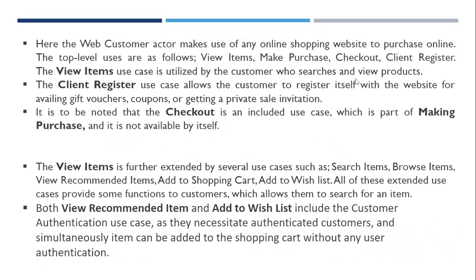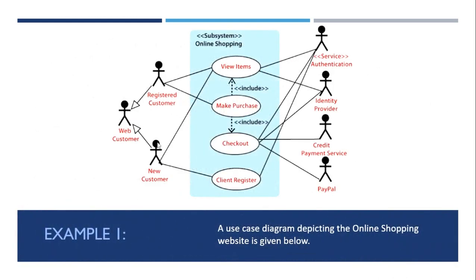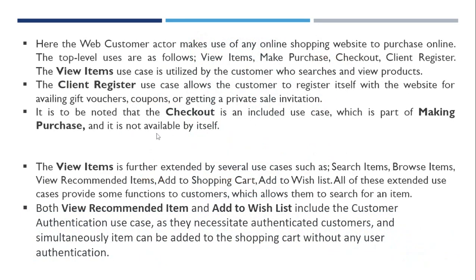Here the web customer actor makes use of any online shopping website to purchase online. So that web customer is the one who purchases. Now web customer can be of two types: a registered customer and a new customer. So a new customer first needs to register, and then he will also become a registered customer. Next, the top level use cases are as follows: view items, make purchase, checkout, client register. These are all the use cases we have.